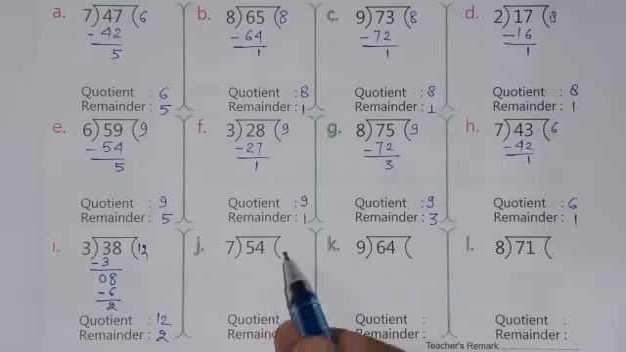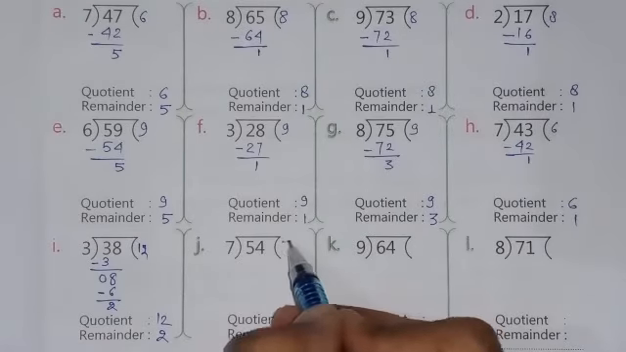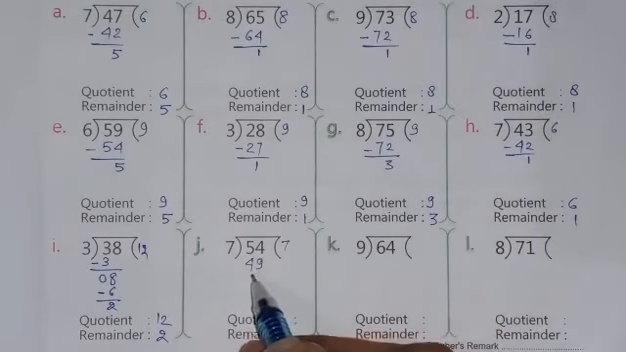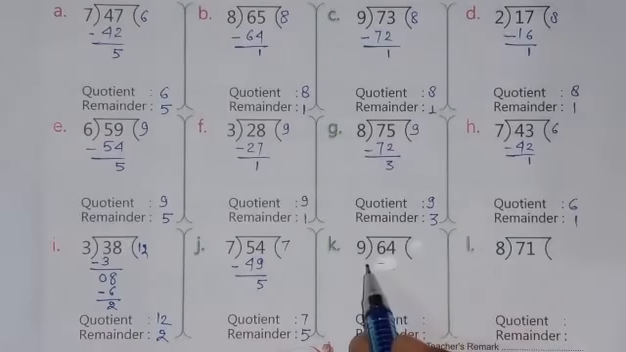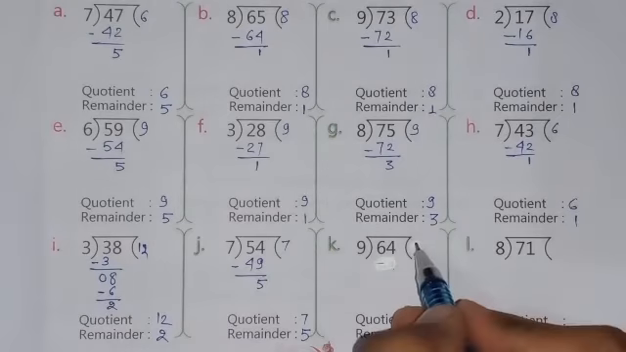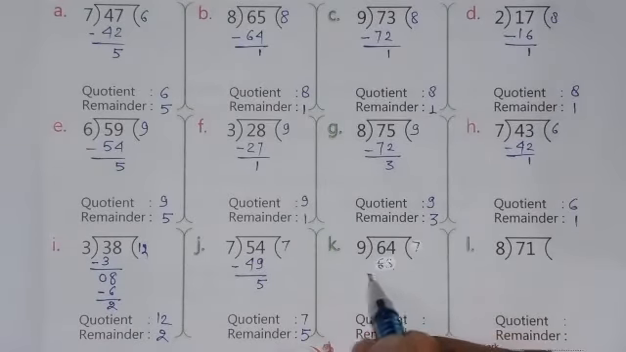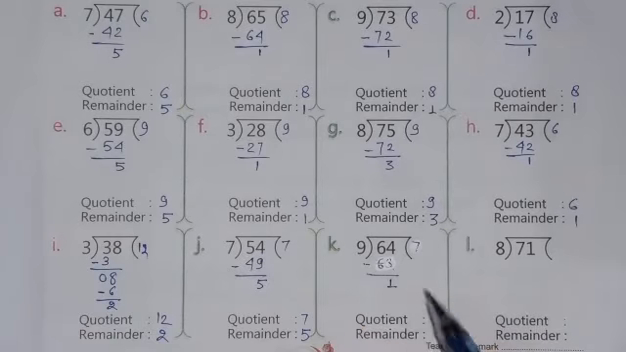Similarly in this question, dividing by 3, 7 7s are 49. On subtracting you will get 5. Okay students, so the quotient is 7 and the remainder is 5. In this question, in the table of 9, 9 7s are 63. On subtracting you will get 1. So the quotient is 7 and the remainder is 1.